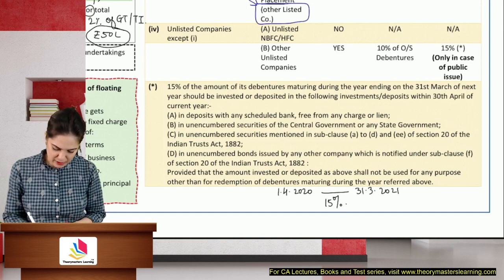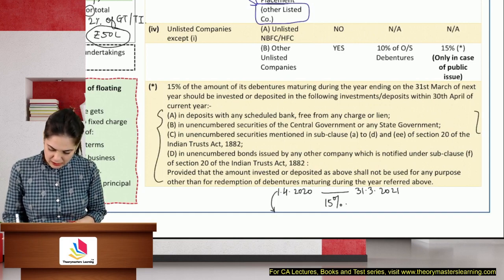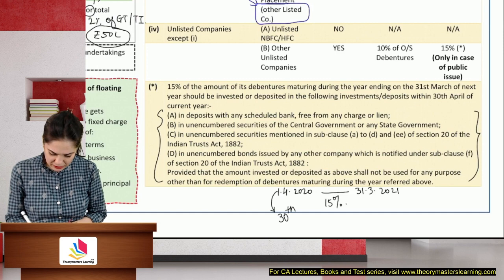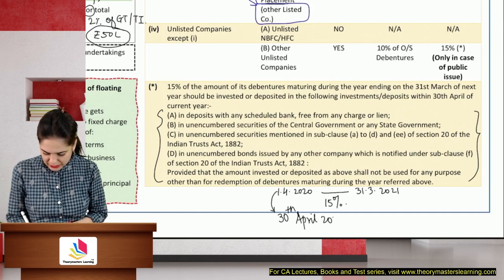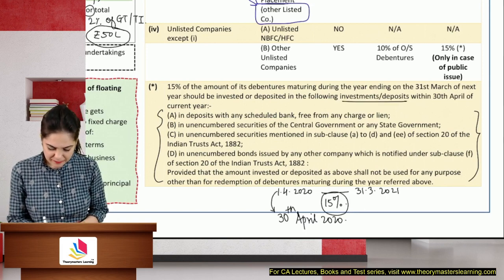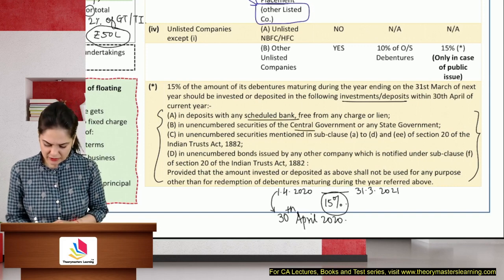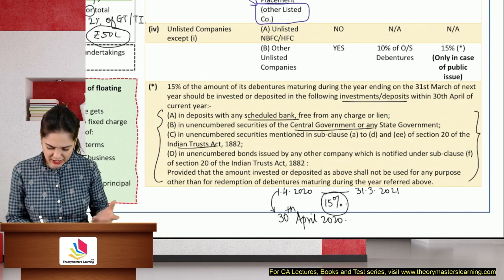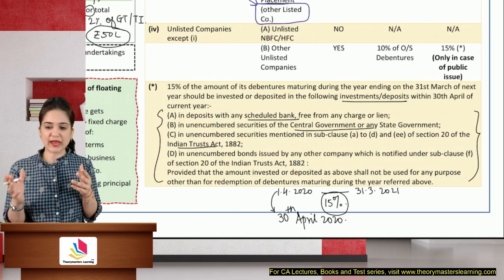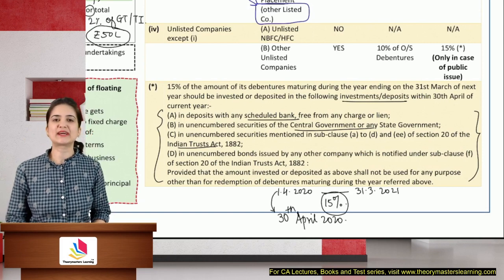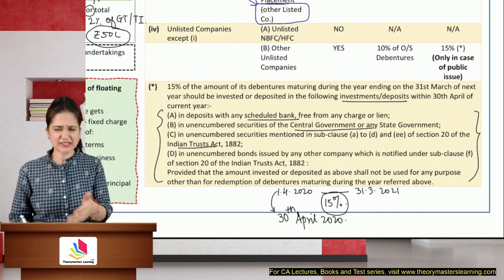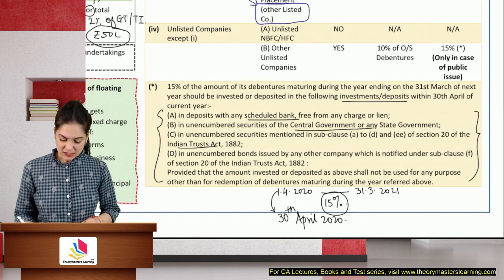You need to deposit that amount in a scheduled bank or securities of the government by 30th April every year. So by 30th April 2020, we will deposit at least 15% of the amount in the investments or deposits with any scheduled bank, unencumbered securities of the central or state government, of the Indian Trust Act, unencumbered bonds. So if you're not able to remember everything, then it is fine if you just write that we can deposit that amount in the scheduled bank or maybe securities of the government. All right. Even that is sufficient.